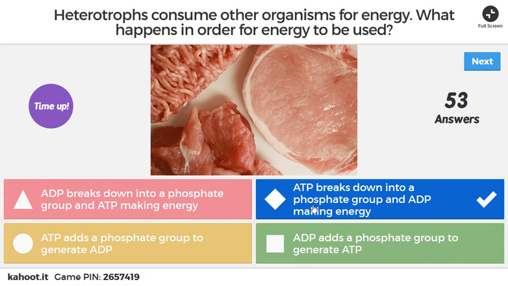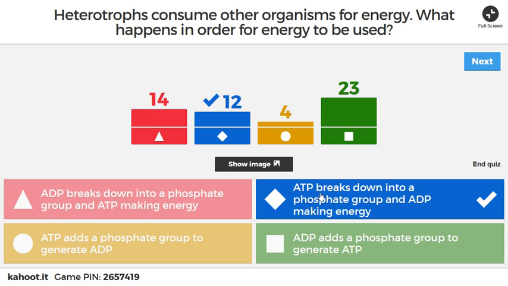Okay, so ATP, we have 3 phosphate groups. They're going to break down into a phosphate group and ADP, which will make energy. It's actually the breaking of that 3rd phosphate group and it turning into ADP that's going to actually make the energy. Looking down here, ADP adds a phosphate group to generate ATP.